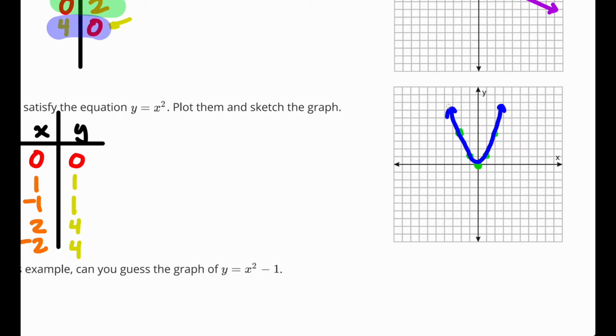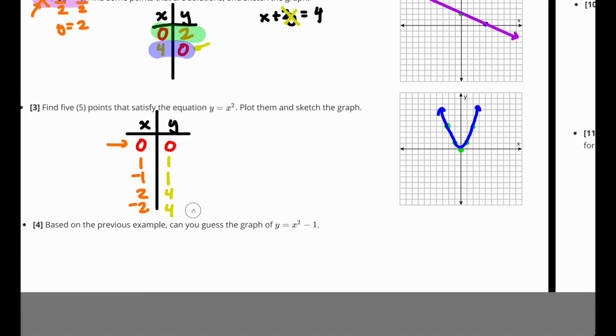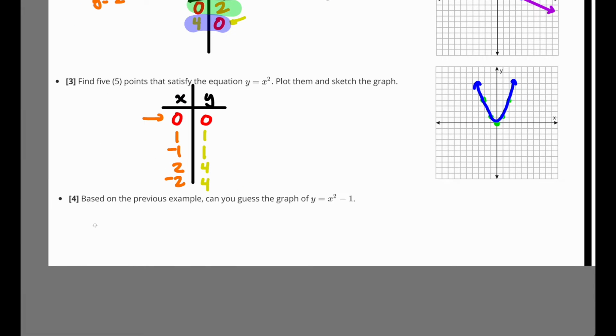Plot them, sketch the graph. Okay, you get a general idea. Is it exact? Obviously not, but does it do the job? Absolutely. All right, next thing, it says, based on the previous example, can you guess the graph of y equals x squared minus 1? So basically for this one, I'm going to label this as y sub 2 equals x squared minus 1. And then I'm just going to make another part of this table, and I'm going to call it y sub 2.